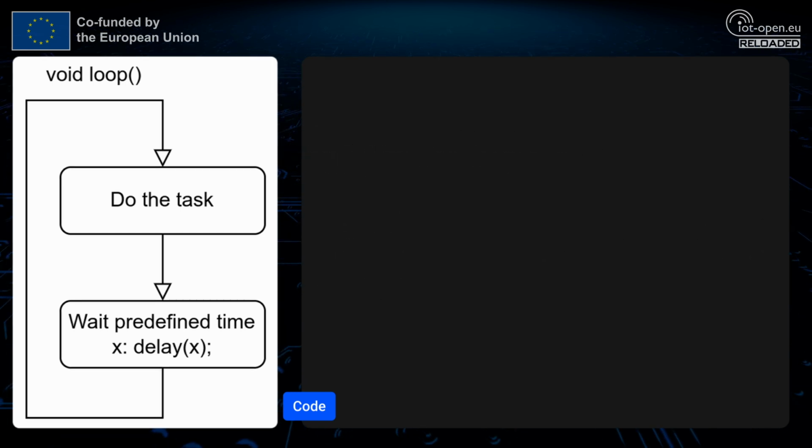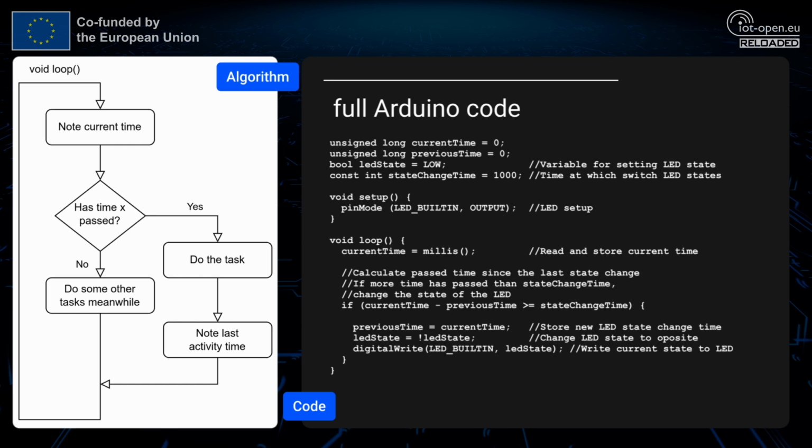energy consumption. A non-blocking solution is to measure the time passed between the task was last executed using the millis function or an equivalent one that returns the time passed since the last MCU reboot. This requires checking in the loop function whether the conditions to execute particular tasks have been met. It also requires the last execution time and delay specified for every task. Here is a sample code that flashes the built-in LED and the corresponding algorithm.